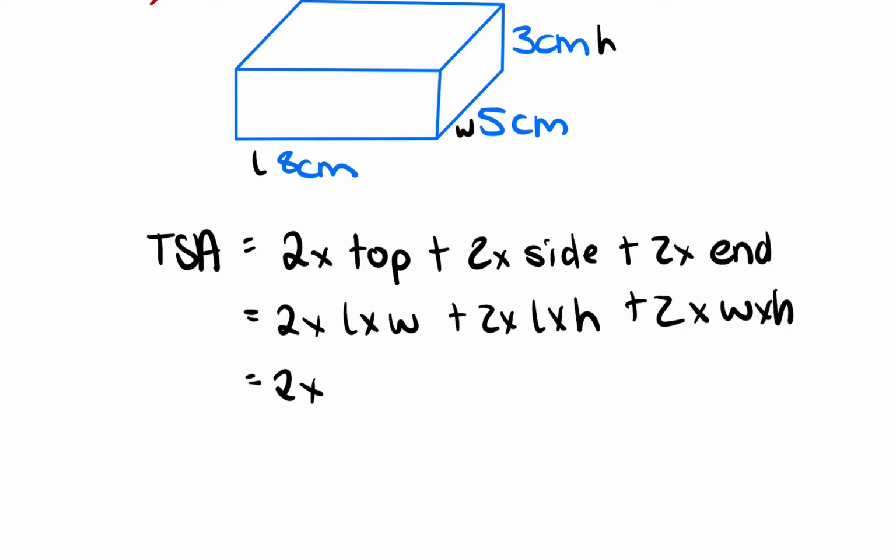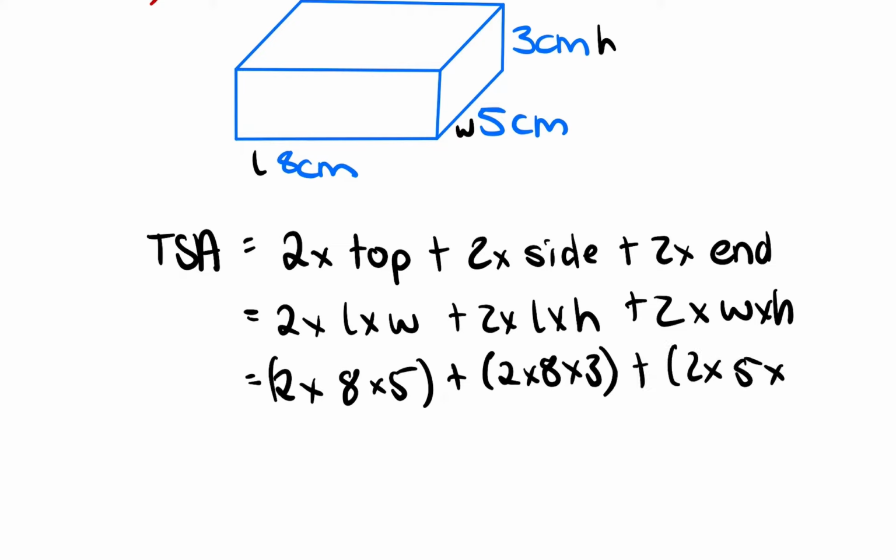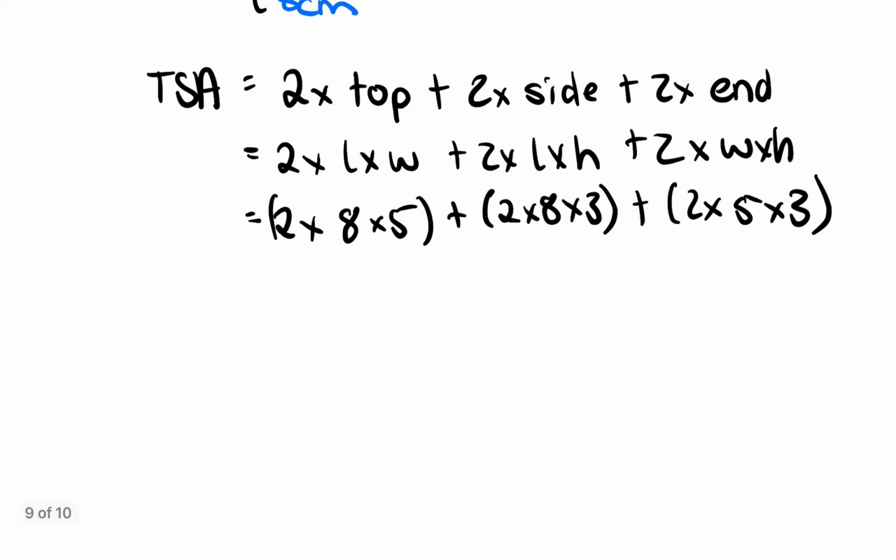So I'm going to have 2 times 8 times 5. I'm going to put it in brackets because it makes it easier for the calculator. 2 times 8 times 3 plus 2 times 5 times 3. So now we've got all of our rectangles times 2.